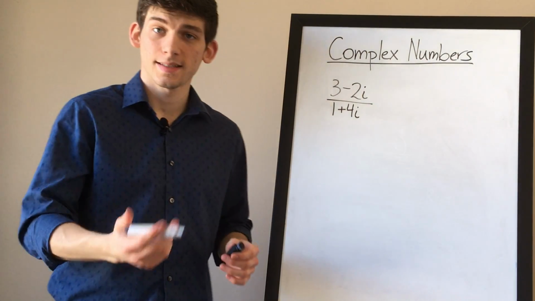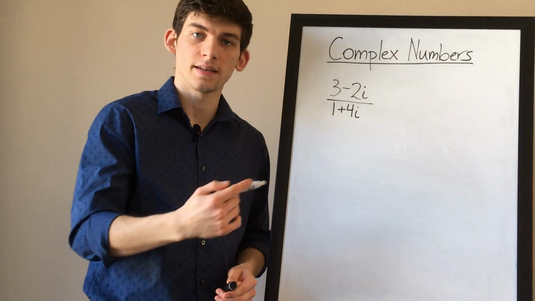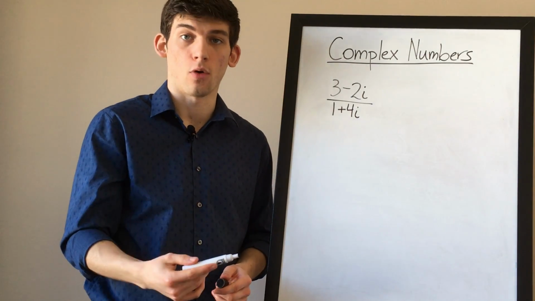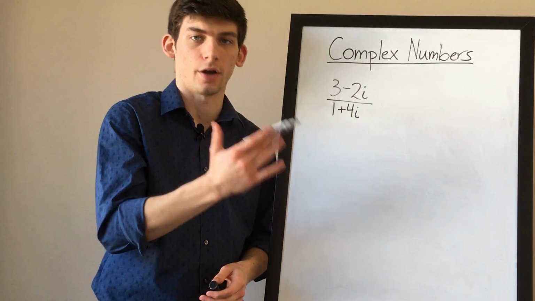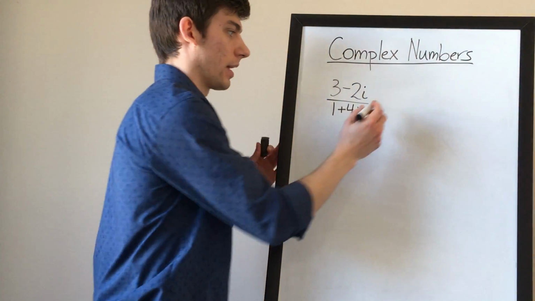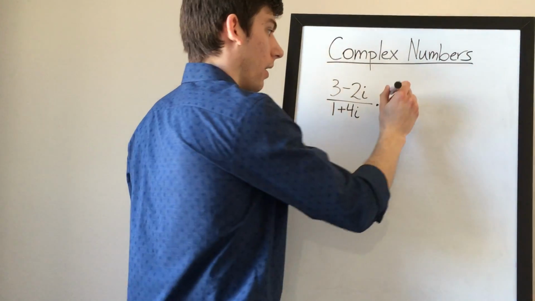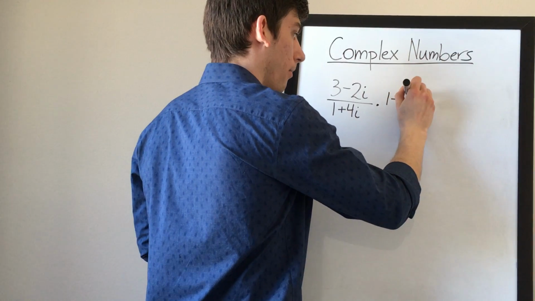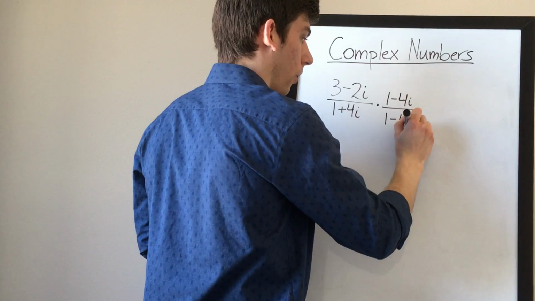All right, and so for our last example, we have this fraction. And again, we want to simplify it into the a plus bi form. How do we do it? Step one, just multiply top and bottom by the conjugate of the bottom. So what's that going to look like here? It's going to be multiplied by 1 minus 4i, right? So top 1 minus 4i, and the bottom 1 minus 4i.